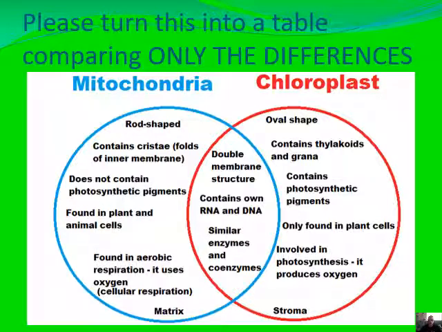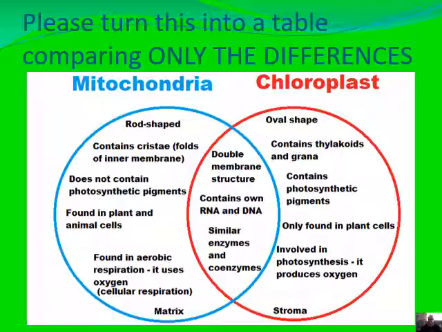So this is a Venn diagram. I don't know, you surely have done them in mathematics and a whole bunch of other subjects. But on the far left and on the far right, I have directly compared the mitochondria to the chloroplast. So the mitochondria shape is rod, whereas the chloroplast is oval. The mitochondria consist of cristae, which are folds on the inner membrane, whereas the chloroplast contains thylakoids and grana. Mitochondria does not contain photosynthetic pigments, whereas the chloroplast does contain photosynthetic pigments. And you can add in there, named chlorophyll.